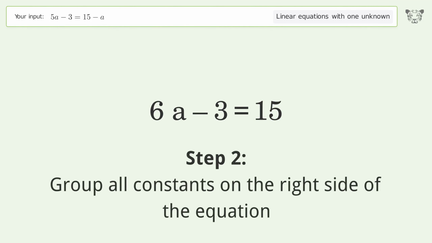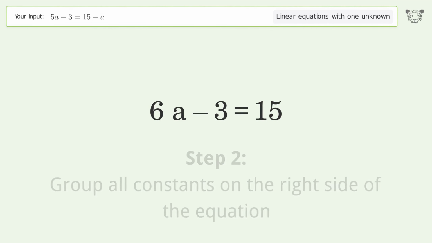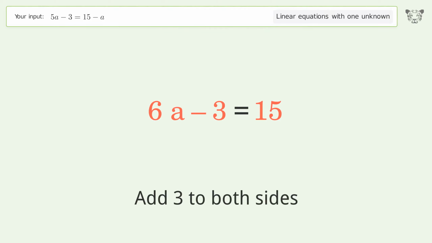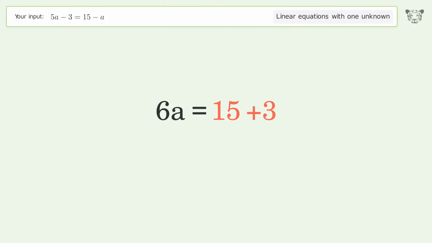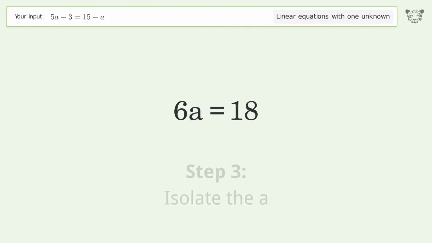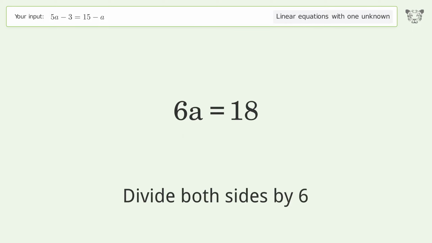Group all constants on the right side of the equation. Add 3 to both sides. Simplify the arithmetic. Isolate the a. Divide both sides by 6.